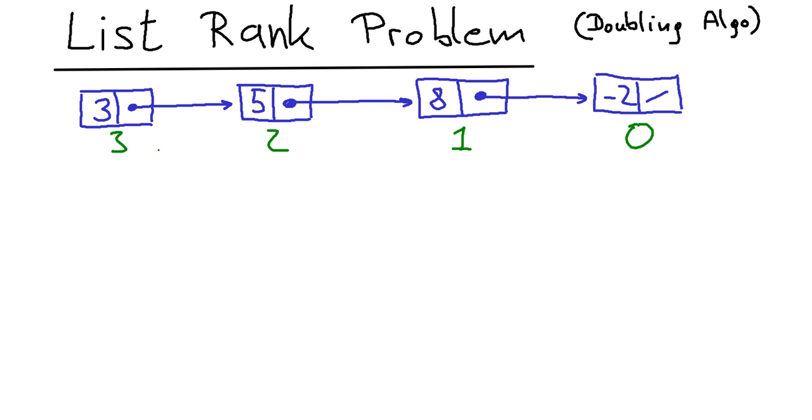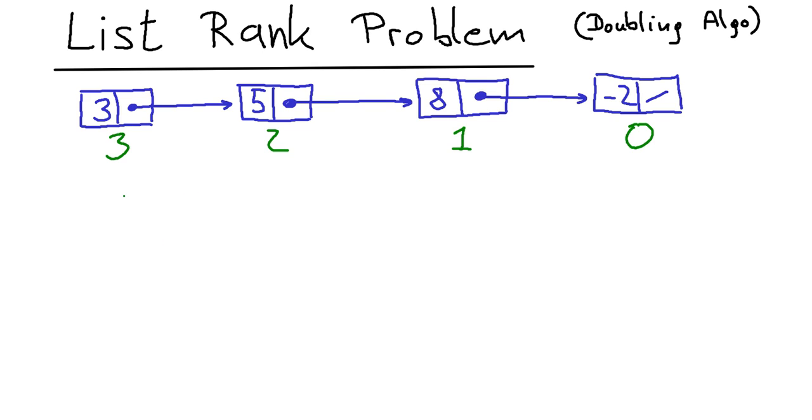Okay, that being said, if you want to learn the list rank and you go the naive way, the linear way, you just go through each element and count the elements, and then you know the list rank. But the problem is you end up with a linear algorithm. That's not good. We want a better one. And here comes the doubling algorithm.